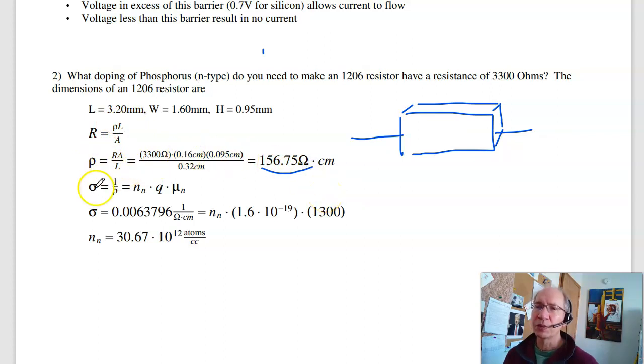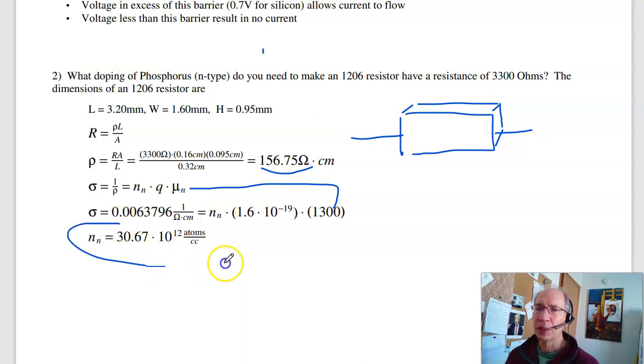1 over the resistivity is the conductivity. That's equal to the number of charge carriers times the charge per carrier times mobility. This is phosphorus, n-type. So there's the mobility of electrons. Here's the charge per carrier. Solve for n. I wind up with a doping of 30 times 10 to the 12th atoms per cubic centimeter.